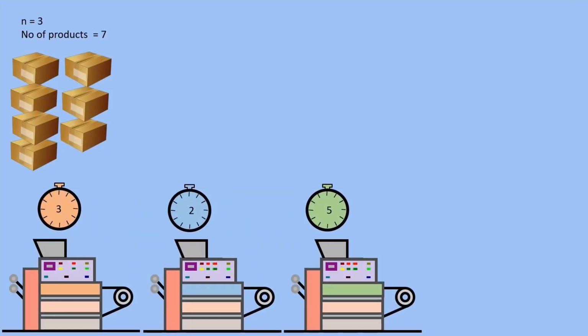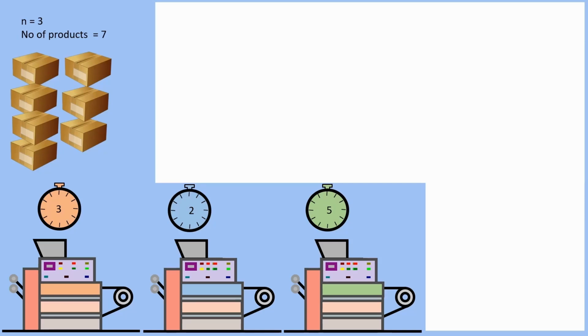So we have number of machines as 3 as an example, and we have the number of products as 7. So we have to make 7 products from these 3 machines. Also, we are given the number of seconds each machine takes to make a single product. So the first machine takes 3 seconds to deliver a single product. The second machine takes 2 seconds to deliver a product, and the last one takes 5 seconds to deliver a product. So we need to tell what is the shortest time we can deliver the given products.